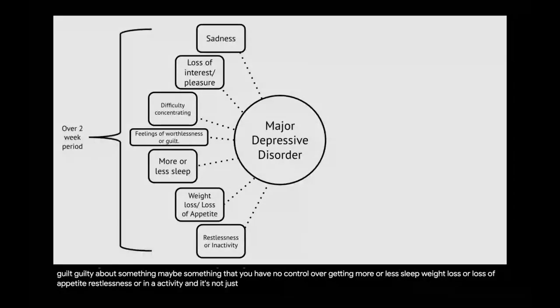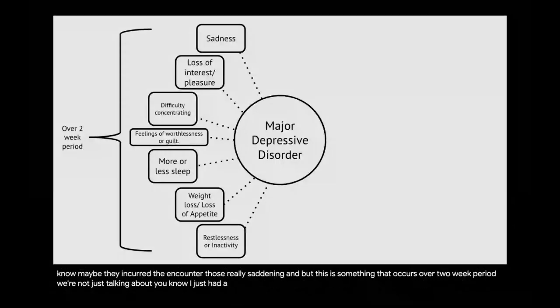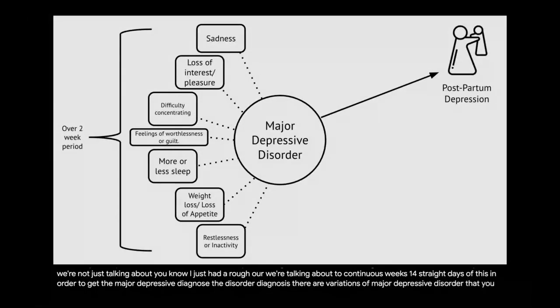And a person could have this for a couple of hours, let's say, maybe they encounter something that was really saddening. But this is something that occurs over a 2-week period. We're not just talking about, I just had a rough hour. We're talking about 2 continuous weeks, 14 straight days of this in order to get the major depressive disorder diagnosis. There are variations of major depressive disorder that used to be their own separate things, but now are kind of like subsections of this.